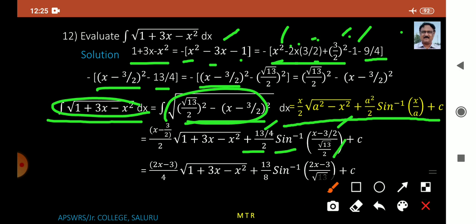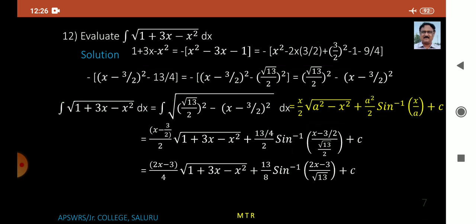This is equal to, multiplying the numerator and denominator with 2, 2 into x is 2x minus 2, to cancel 3 by 2 into 2 is 3, 4. We write this as it is. 13 by 4 into 2 is 13 by 8. Sine inverse, here also multiplying numerator and denominator with 2: 2 into x is 2x, 2 to cancel 3 by 2, and root 13, plus c. These are very important. These are the model 1.